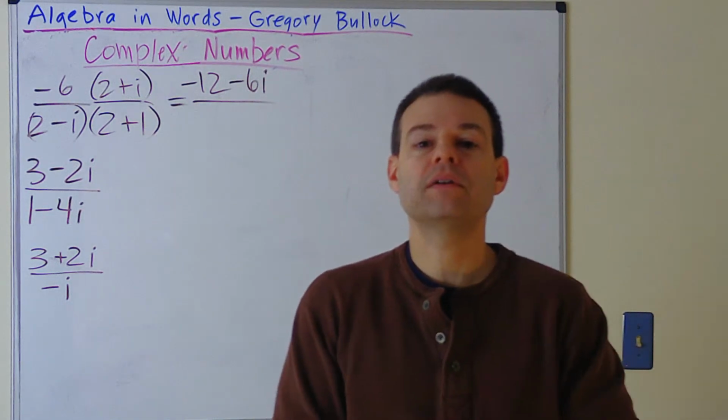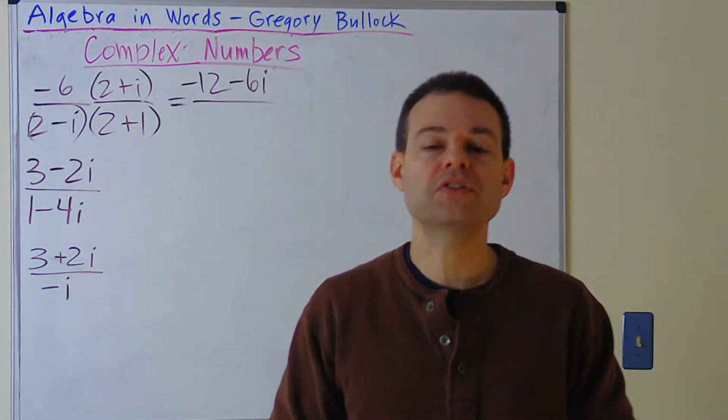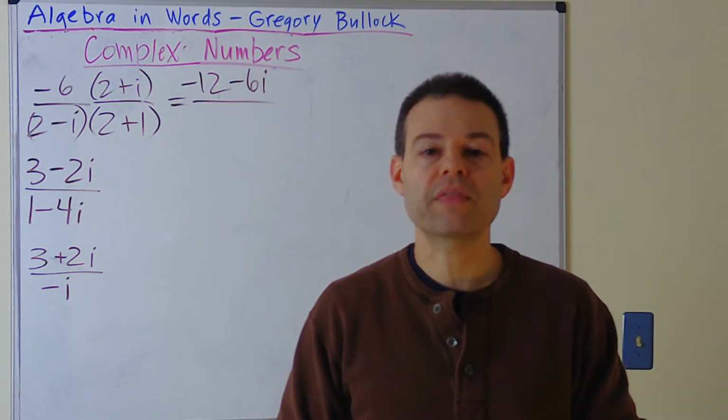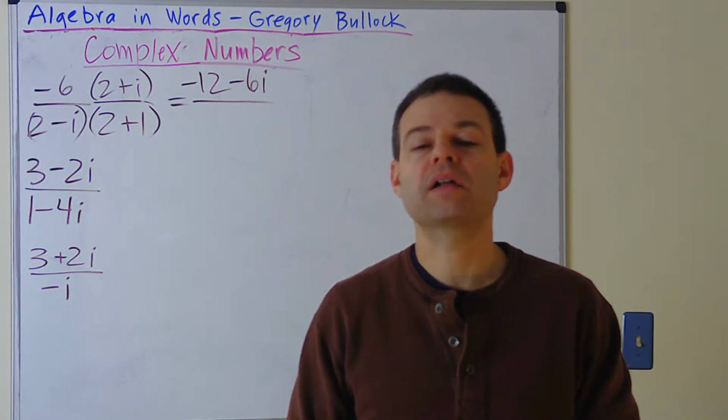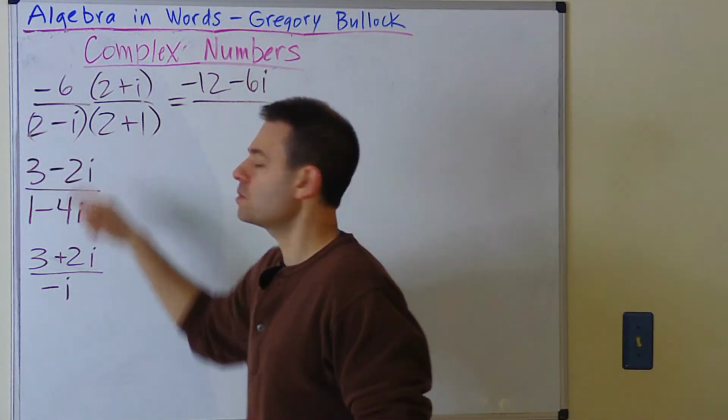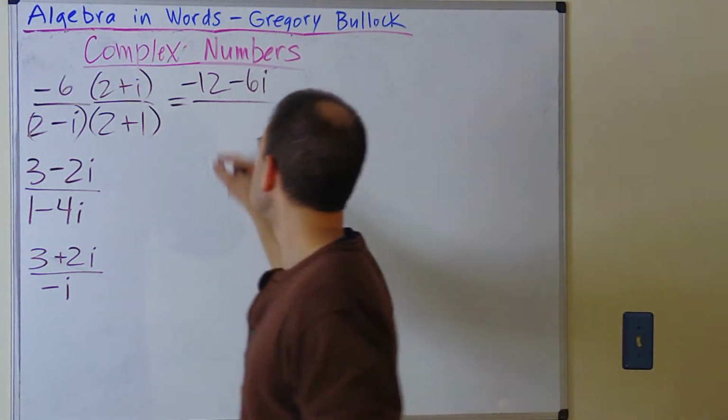Now in the denominator, if you remember when you multiply conjugates, you can do the shortcut. You only need to multiply the first terms together and the last terms together. The product of the outer and the inner will cancel to 0. So the product of the first, 2 times 2, is 4.